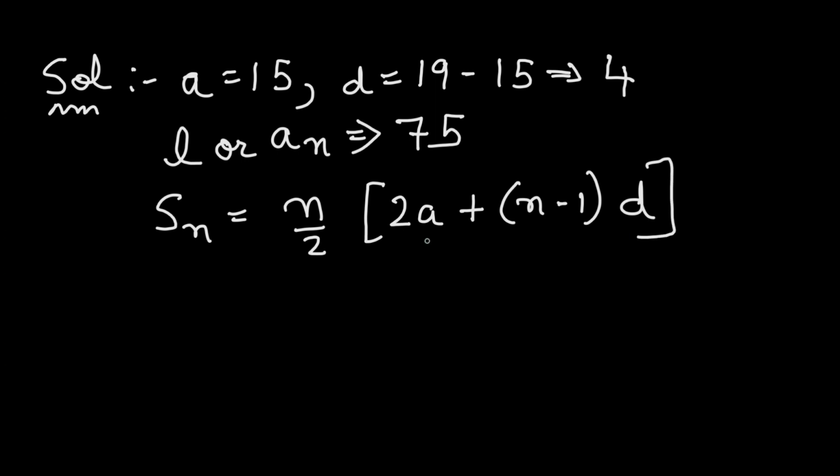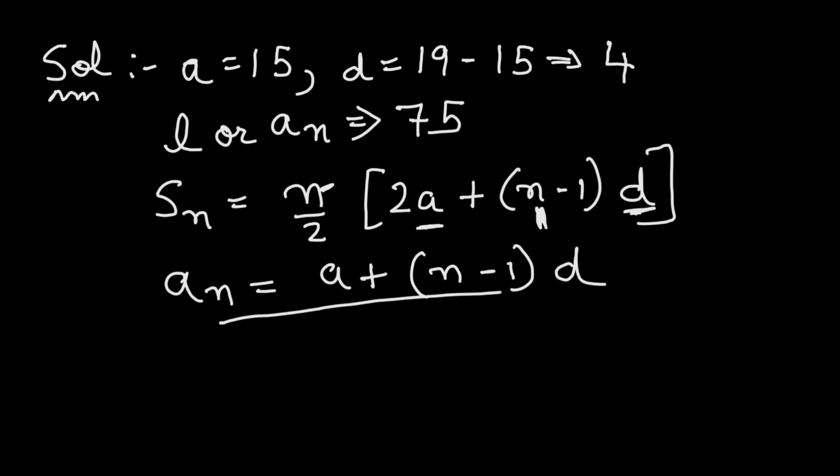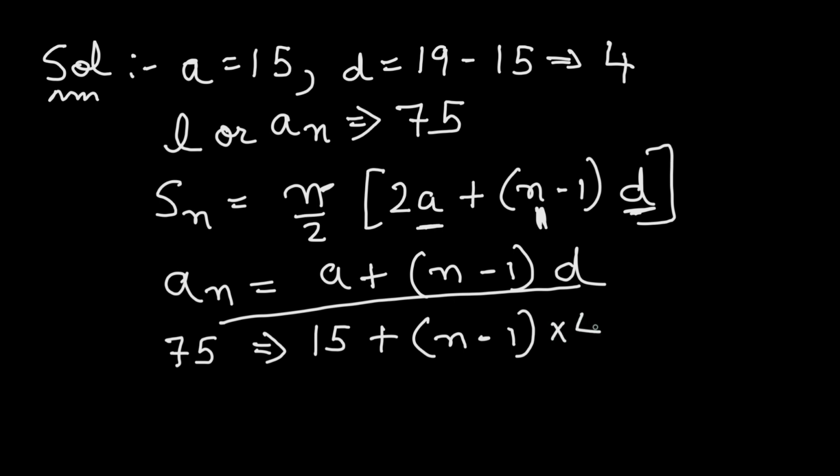Here we already know the values of the first term and the common difference, but we don't have the value of n, which is the number of terms. But we already have an, and the formula for the nth term is written as a plus n minus 1 d. So we can use this formula to find the value of n, because the value of the nth term is already given, which is 75, and we have the value of the first term, which is 15, n minus 1, and the value of the common difference is 4.